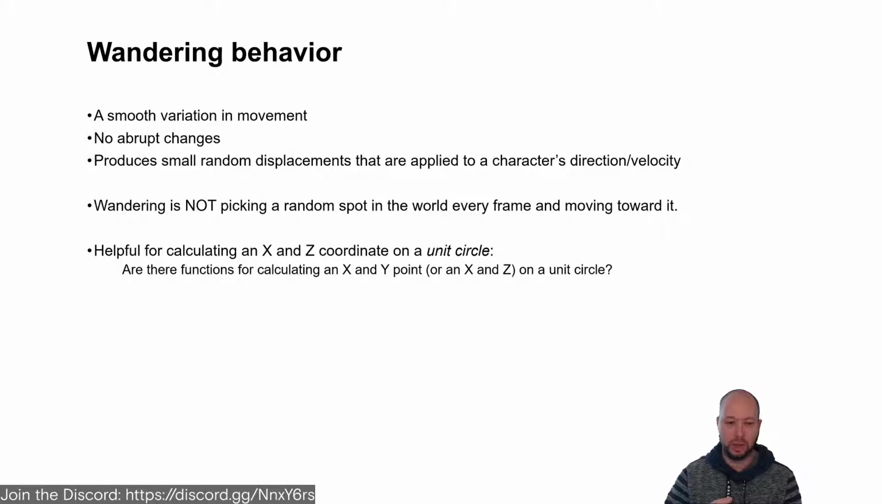This is not like this large thing. And wandering is also not picking a random spot in the world every frame and then moving towards it. That'd be a random walk. You can utilize such things, but it won't look very good. What's really helpful here is we can calculate a coordinate on a unit circle, and then use that. So we can figure out, okay, where are we going?